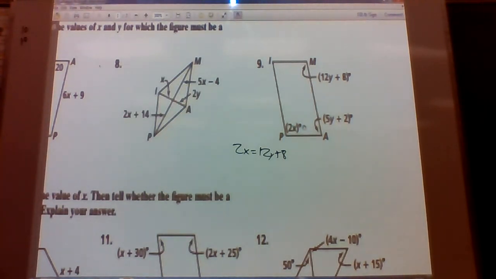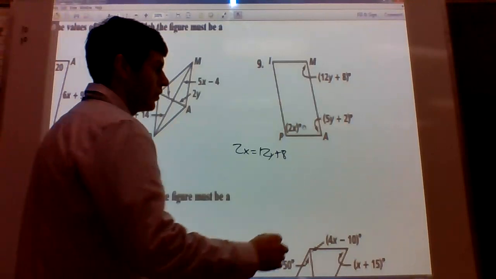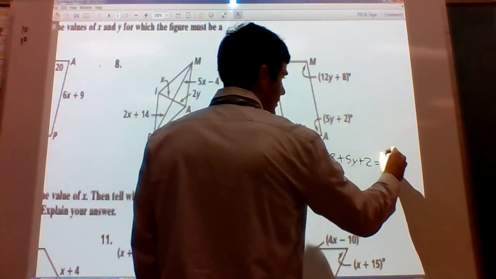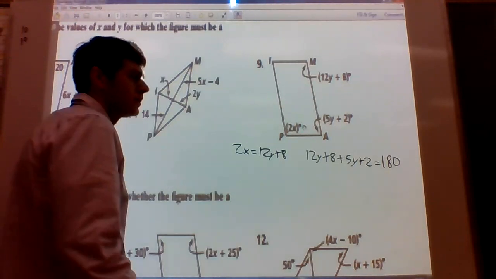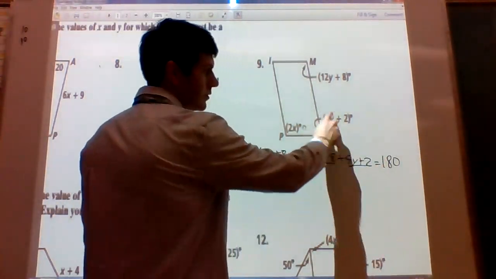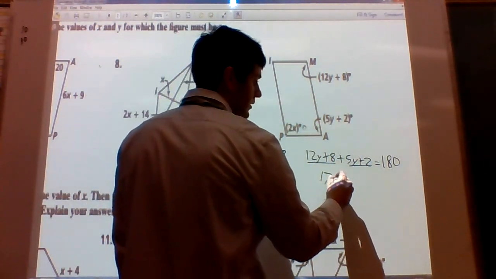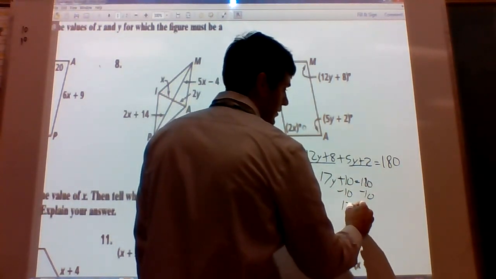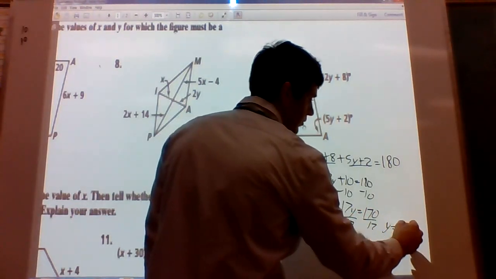2x is going to equal 12y plus 8. And then we have consecutive angles are supplementary. So 12y plus 8 plus 5y plus 2 is going to equal 180, because consecutive angles in a parallelogram are supplementary. First angle and second angle are supplementary, so they add up to 180. Combine like terms, we're going to get 17y plus 10 equals 180. Subtract 10. 17y is going to equal 170. Divide by 17, we get y equals 10.